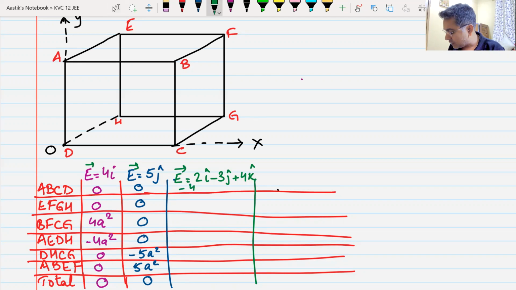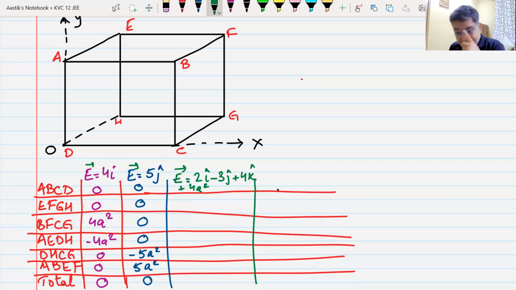Minus 4a square, because only the k component will come here. Its area vector is in the plus k direction. So your answer is wrong. It should not be minus 4a square. It should be plus 4a square. Do we understand this? Yes, sir.